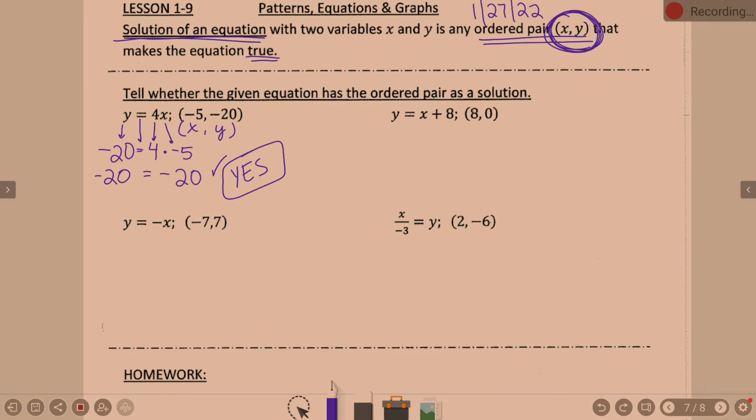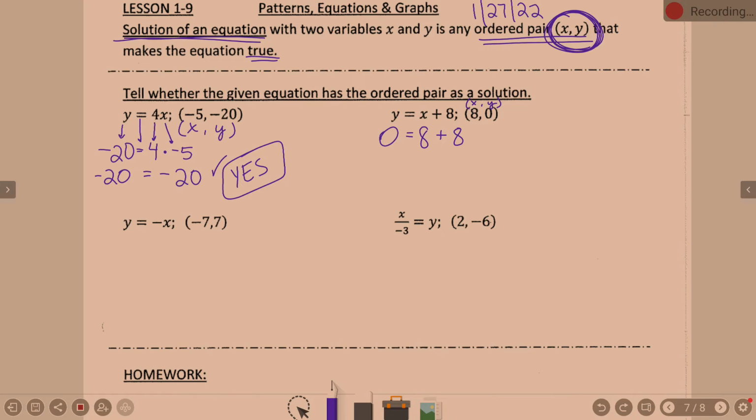y equals x plus 8, and my ordered pair is 8, 0. What do you know about that ordered pair? x is first. So this is going to be x, y. Okay, so y equals x plus 8. What am I putting in for y? 0 equals x. What am I putting in for x? 8. And there's already a plus 8.